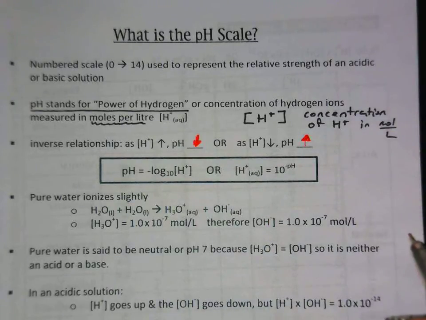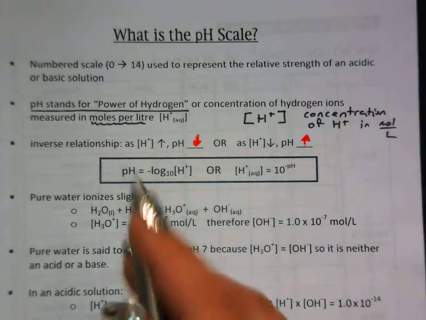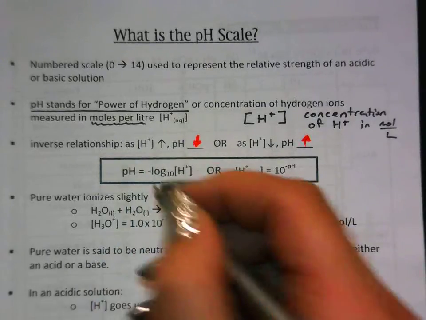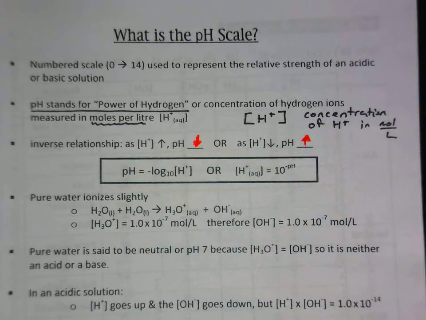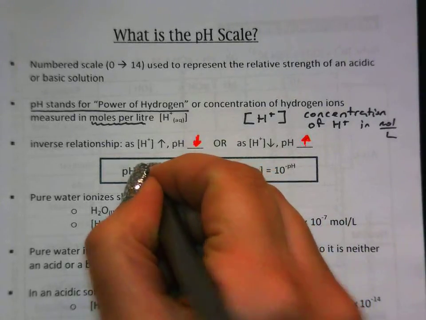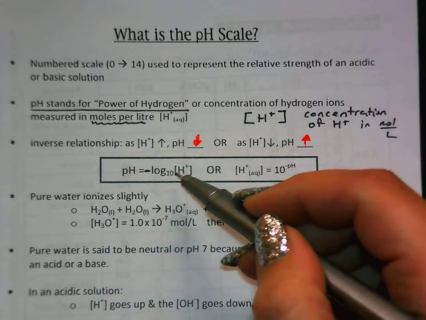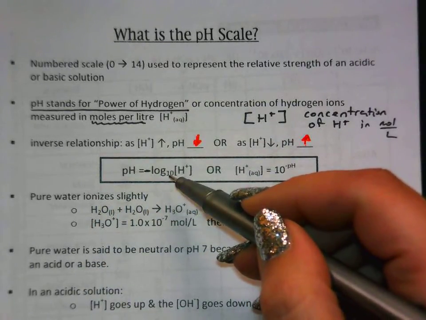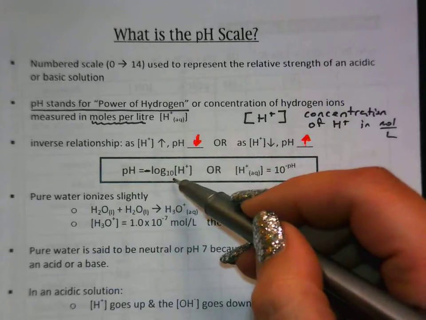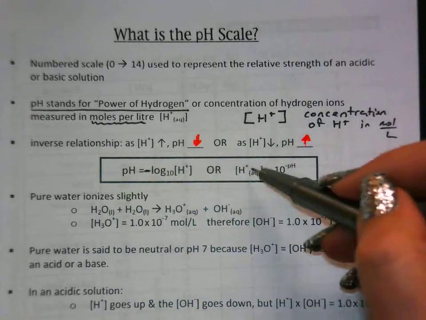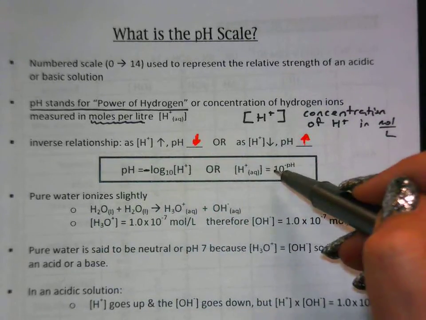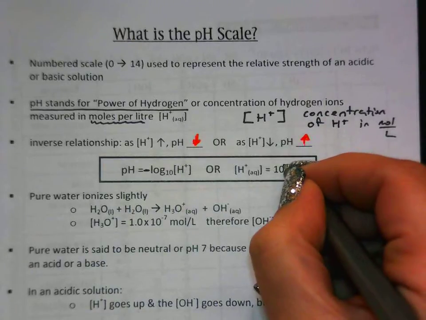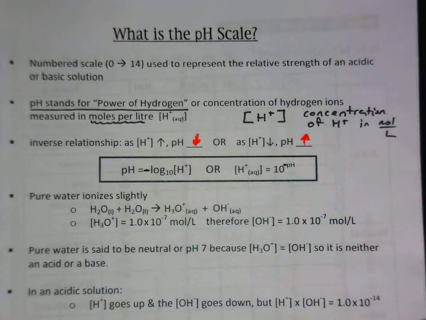The formulas that we've used before: pH is equal to the negative, and that negative sign is hugely important, the negative log base 10, don't worry about that, your calculator assumes that you're talking about log 10, of the concentration of hydrogen. Or if you want the concentration, it's 10 to the, again, insanely important, negative pH.